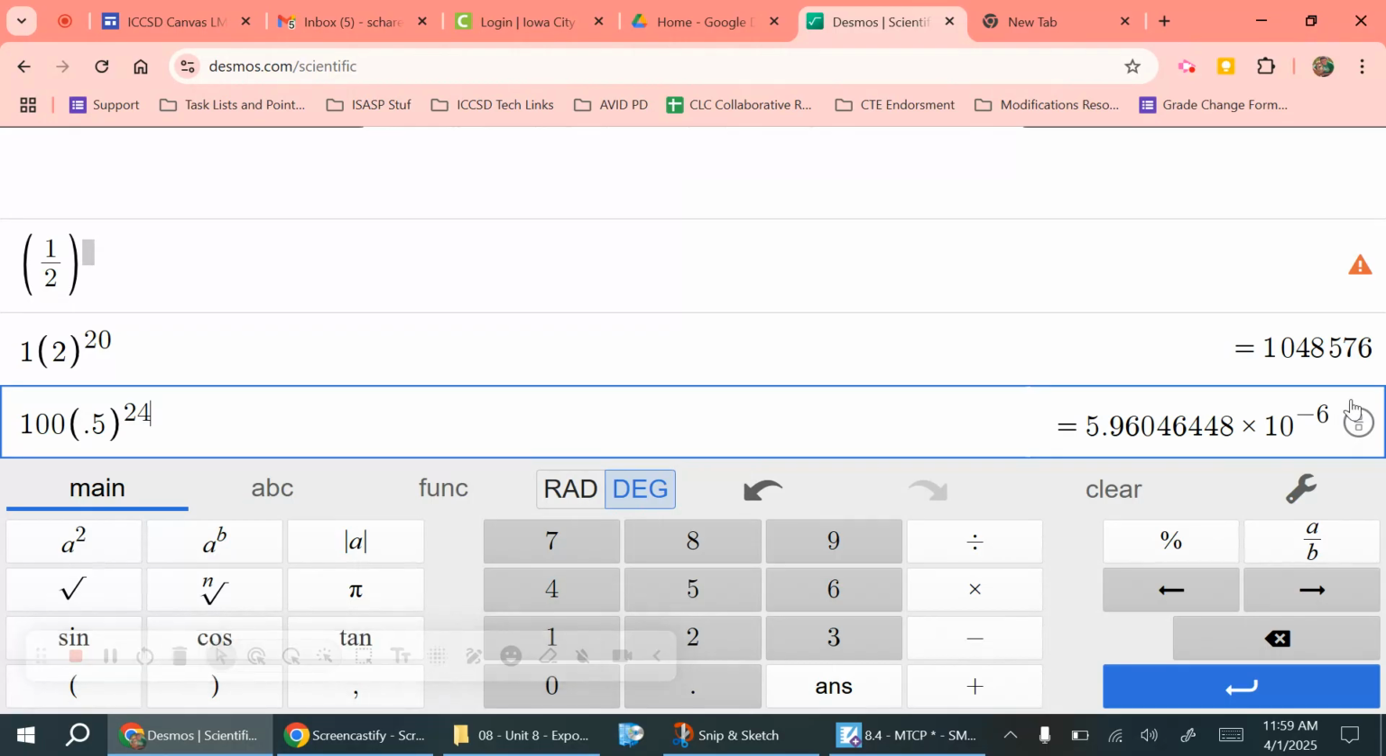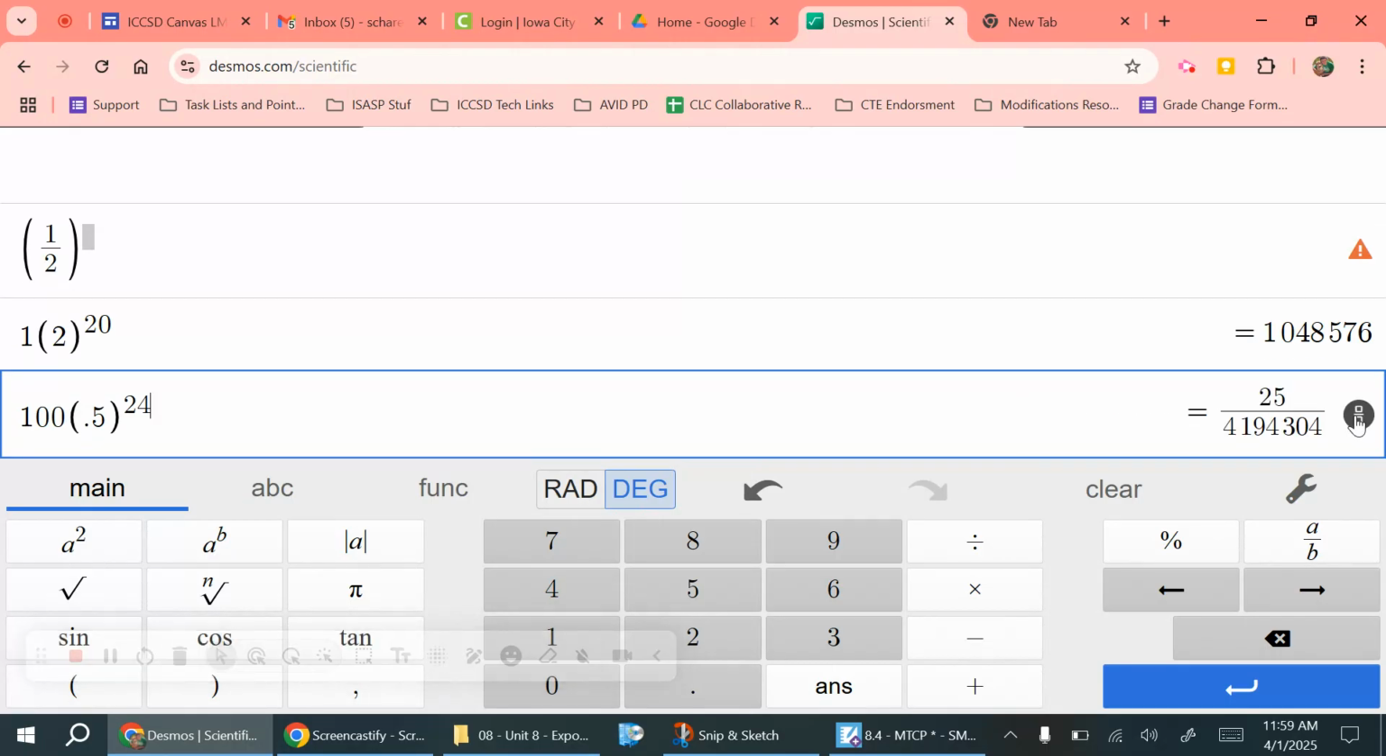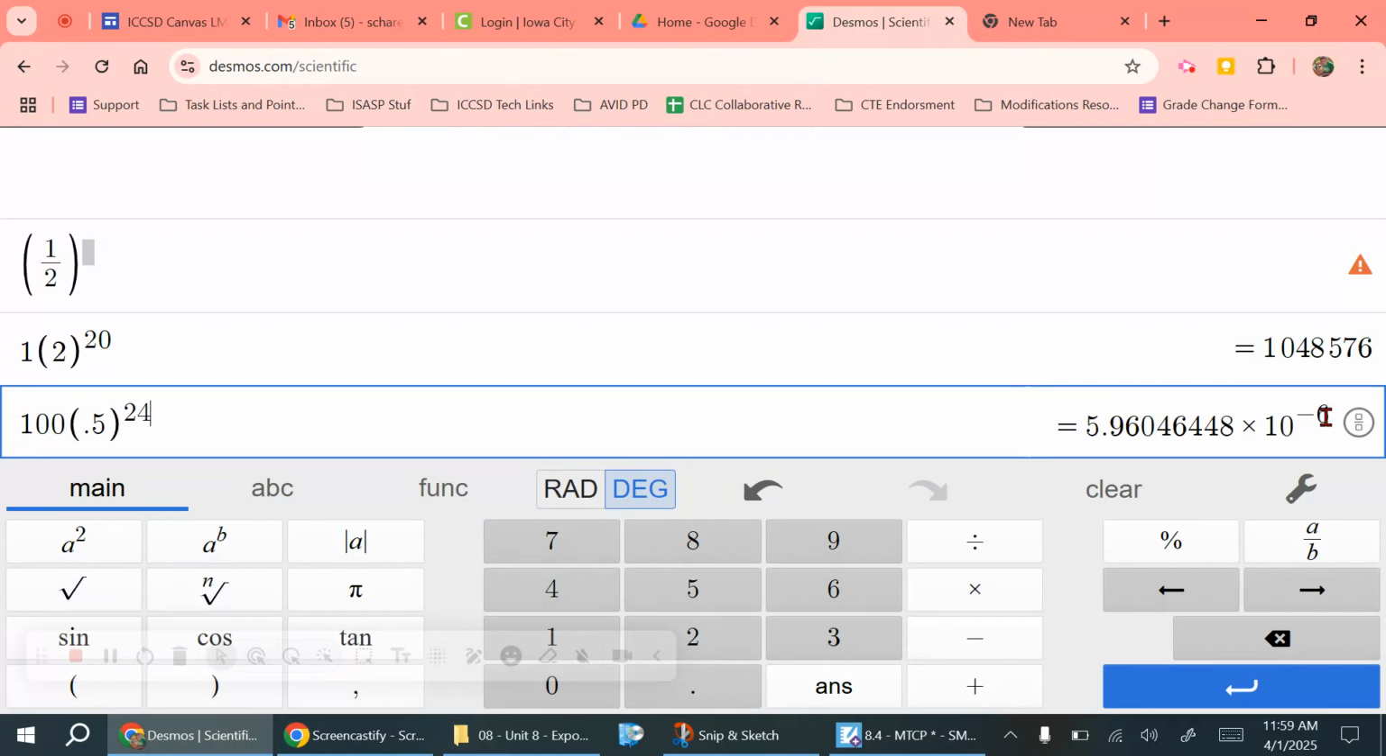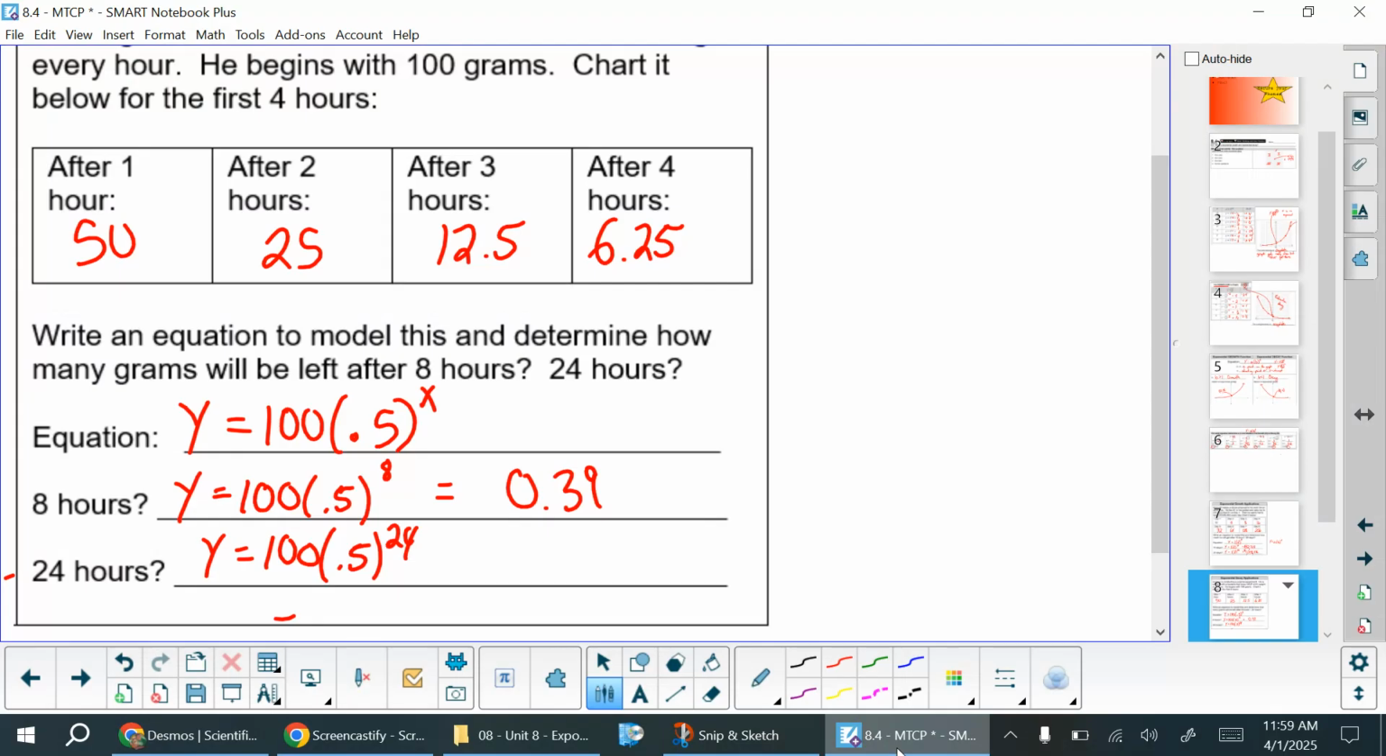If you remember, this is scientific notation. So scientific notation means we've moved that decimal place 6 spots to the left. And so what that really is 0.000059. Teeny tiny little amount, right? Because that exponential equation, we just keep halving and halving and halving. It keeps getting smaller and smaller and smaller.